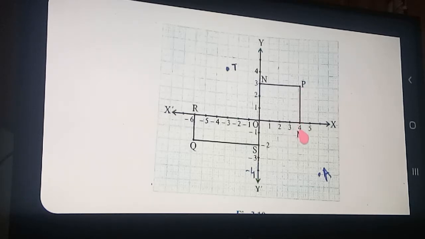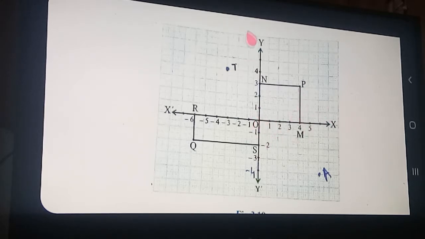Actually, this 4 is the x coordinate. The x coordinate is the distance from the y axis to that point. See here, this is the y axis. Is it clear? So its x coordinate, what is it? 4. Actually, this 4 is the perpendicular distance from the y axis to the point P along the x axis.